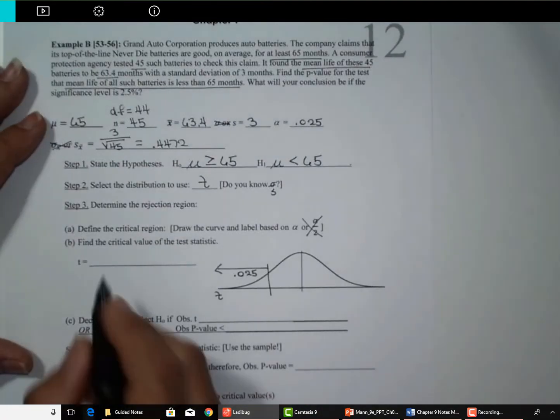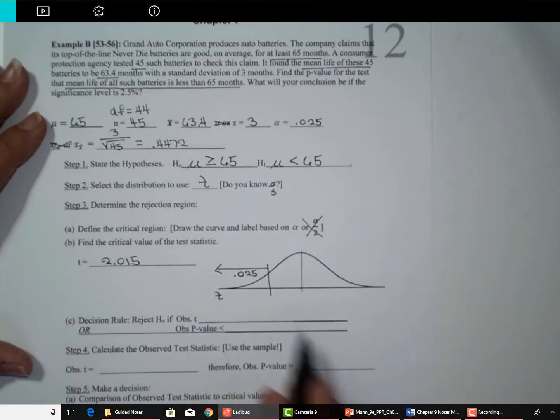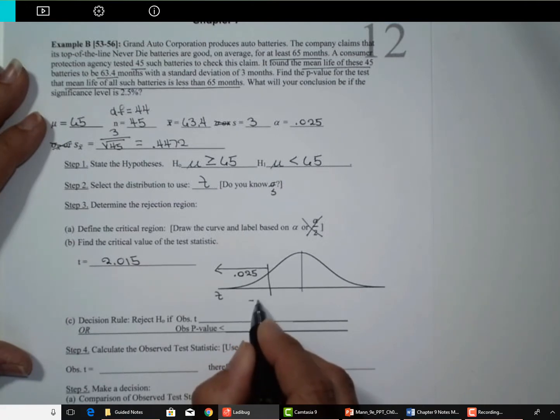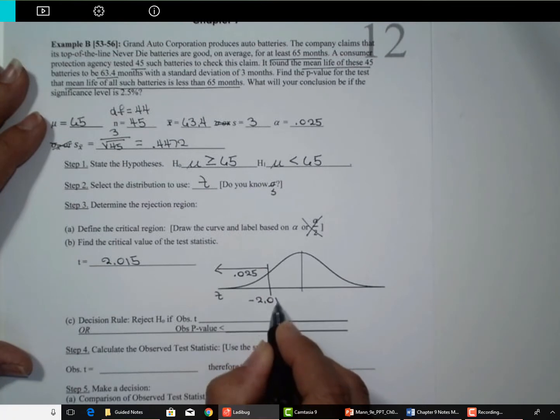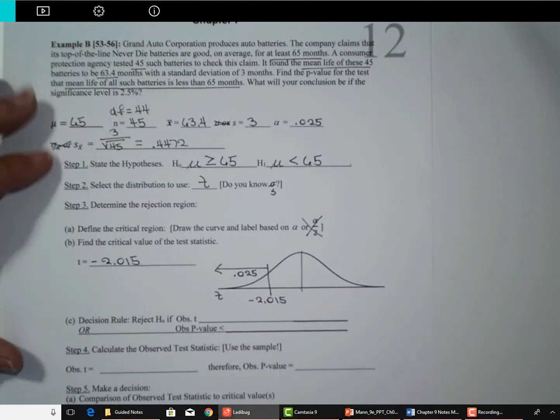Now I have to say that the t-table is only giving me positive t-values, but I can tell that this is on the negative side of my curve. So I'm going to draw a negative and place it as a negative 2.015. And the only t I'm interested in is the negative this time. It's just something you have to learn with t.